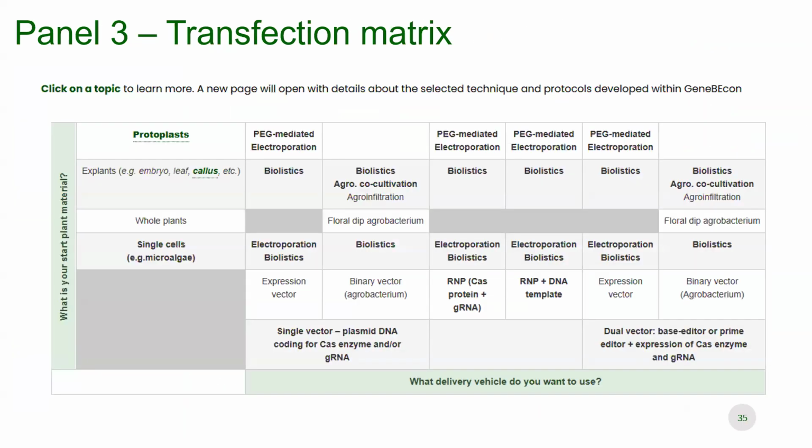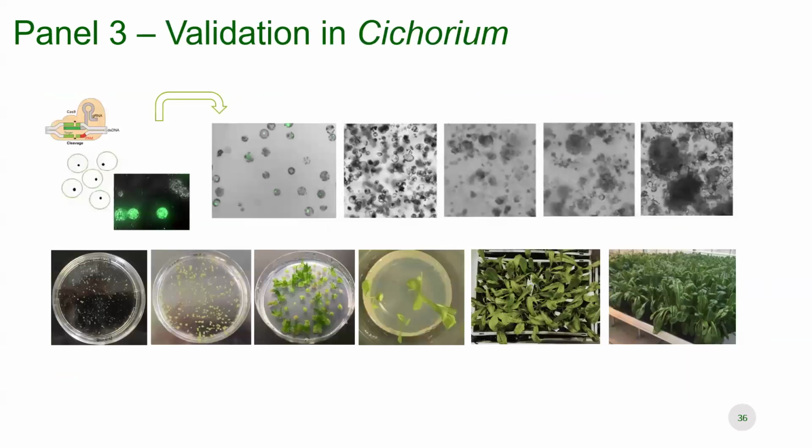We have it structured as a transfection matrix. All the words indicated in bold, if you click on these in the website, you will find protocols, for instance, for polyethylene glycol mediated transfection, for electroporation, for biolistics, for co-cultivation with Agrobacterium, for RNP assembly, for construction of plasmid DNA, to isolate protoplasts and isolate single cells. For all these approaches, protocols are there in the website. And many of them are also validated, among others in Sigorium.